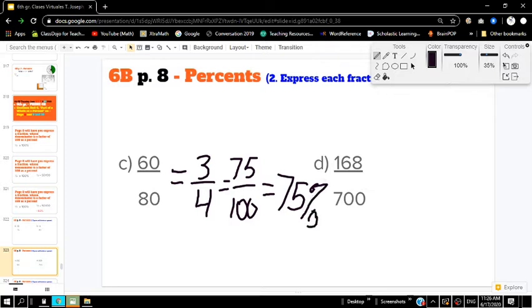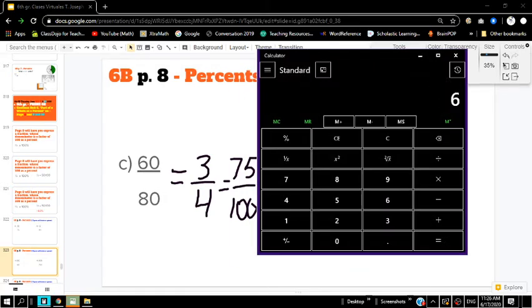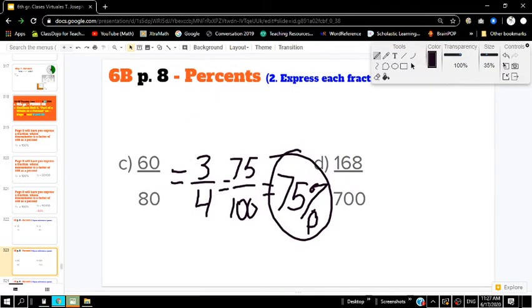Okay? If I wanted to check that on the calculator, I could do that. Let's try that. 60 divided by 80 equals 0.75, which is the same as 75%, because I can multiply that by 100 and get 75%. All right, let's do the next problem.